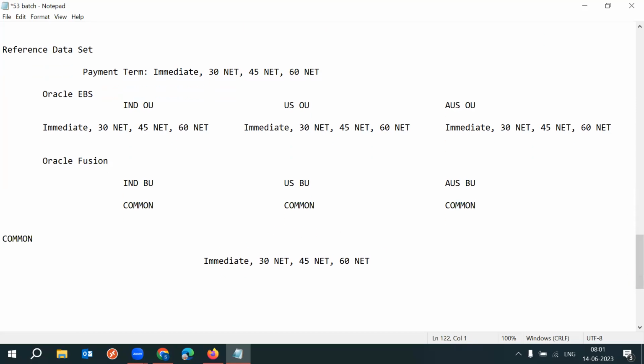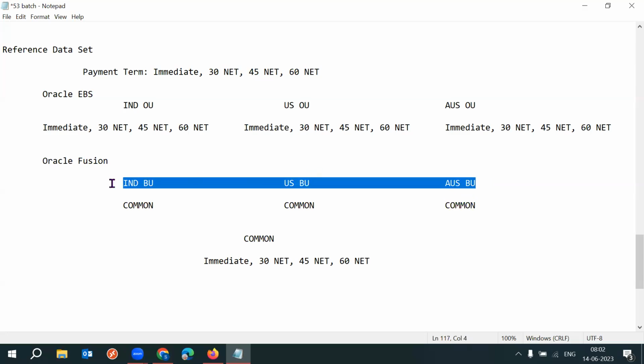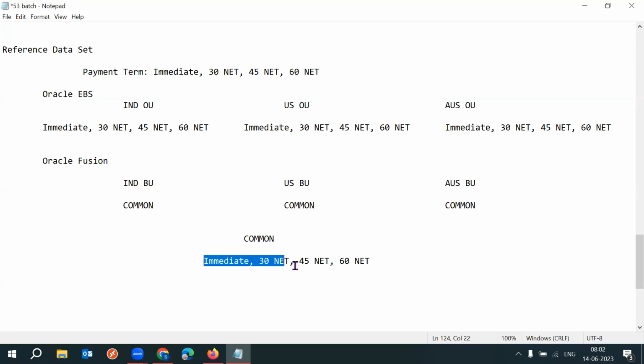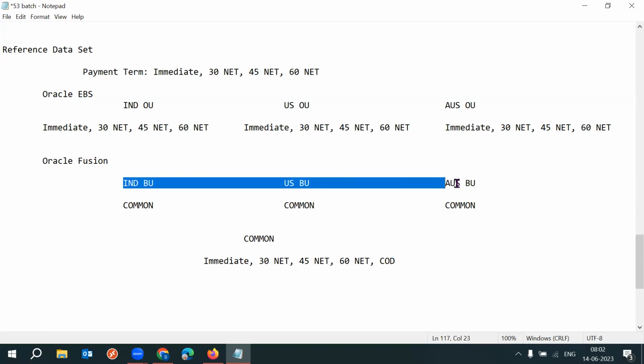Understood, right? What I've done, I have created the payment terms. I assigned the payment terms to this reference data set. This reference data set I have assigned to the BUs. That means all these BUs are able to access all these payment terms. Suppose you created a COD payment term, cash on delivery. This cash on delivery can be used by all these BUs, right? Yes or no?